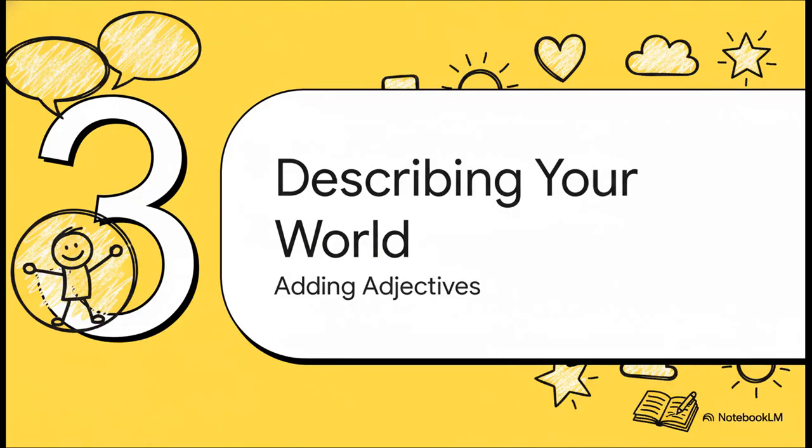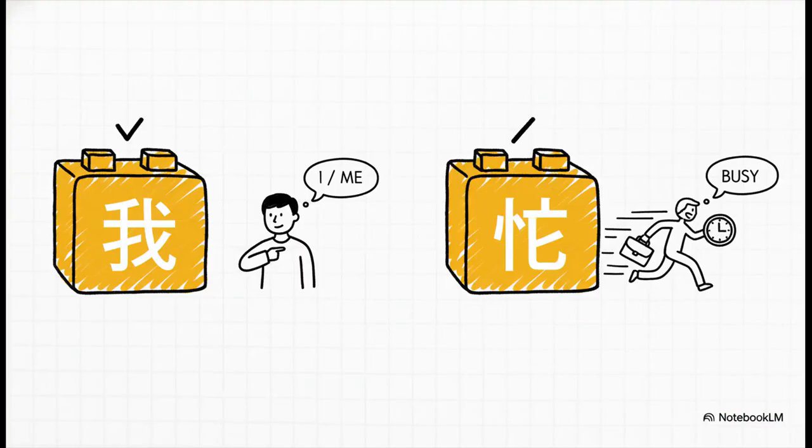Great! We can say hello. Now let's take the next logical step. We're moving from a simple greeting to making a descriptive statement. This lets us start talking about ourselves, about our own state of being. To do this, we need a couple of new words. First, the word for I or me, which is wo. Notice that's another third tone. Our second word is the adjective mang, which means busy, and that one has a second rising tone. Let me say it for you.